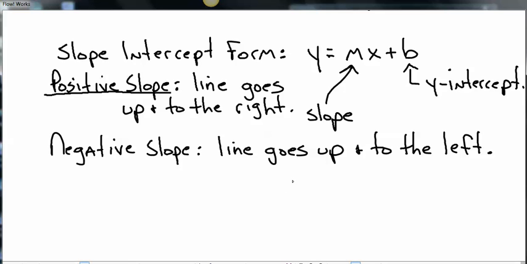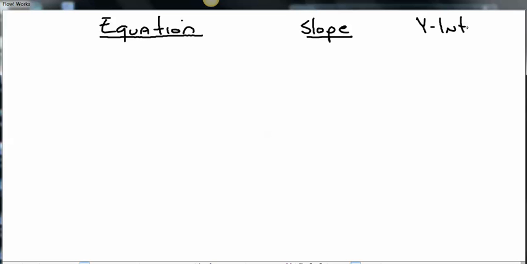A lot of information, a lot of it you've heard before, I hope. Okay, so now I'm going to give you a line or an equation, and then you're going to tell me the slope and the y-intercept. You ready? Set. What's the slope of this line? M. Very good. And the y-intercept? B. Very good.